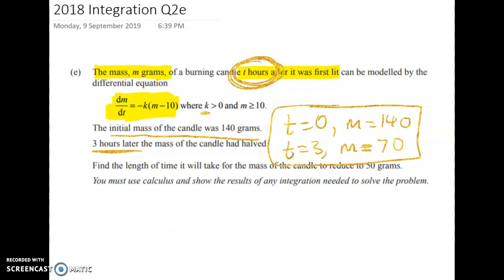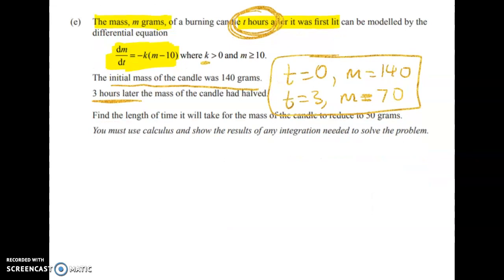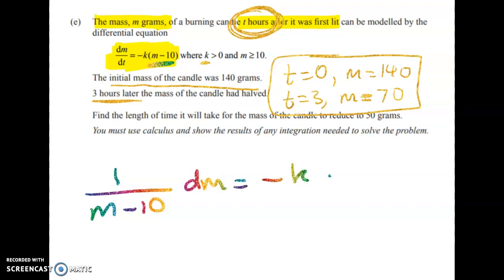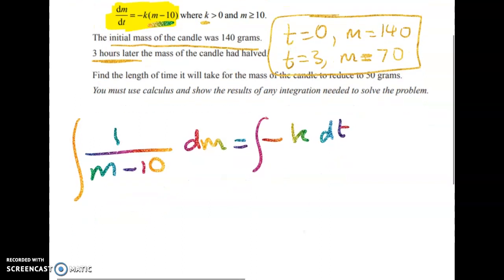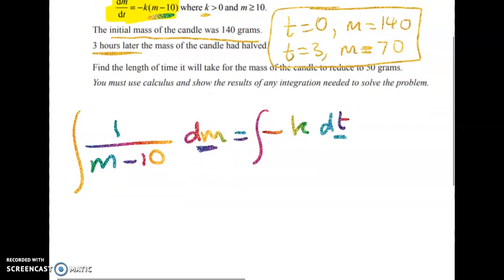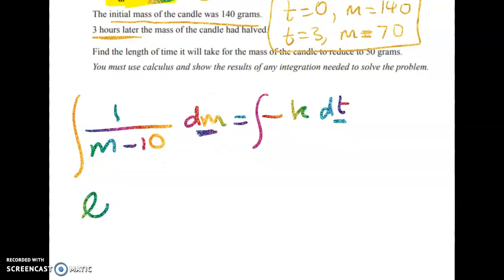The only technique we've really got in calculus so far for solving differential equations is the one called separating the variables. That's where I'm going to get all the stuff with M onto one side, like this, and all the other stuff to the other side. So here we get negative k dt. And we're going to integrate both sides with respect to M here and with respect to t here. On the left-hand side, we have the natural log of M minus 10. And on the right-hand side, we have negative kt plus c.